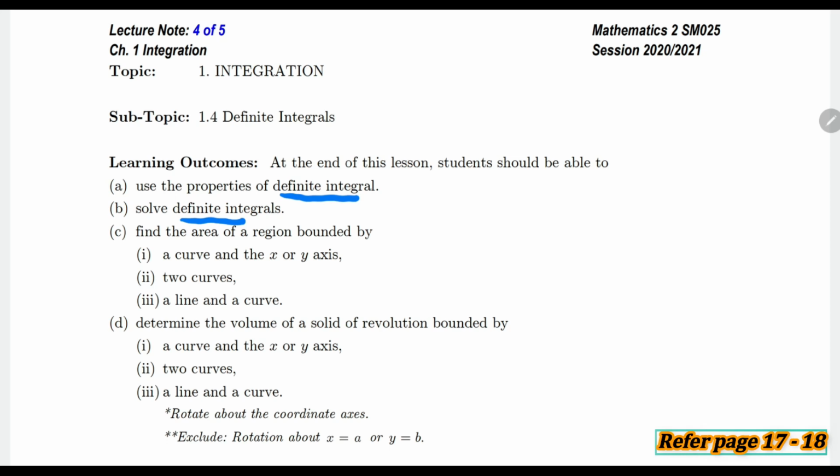And then part C, which is under application of integration. We are going to find the area of a region bounded by a curve and the x-axis or y-axis, by two curves, and also by a line and a curve. For the next video, we are also going to learn how to determine the volume of a solid of revolution bounded by the same things as above.